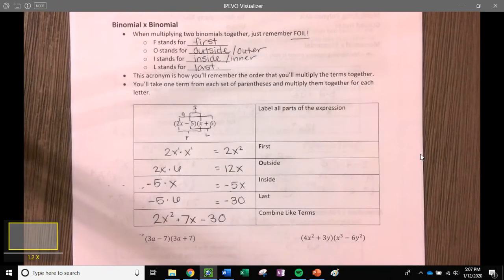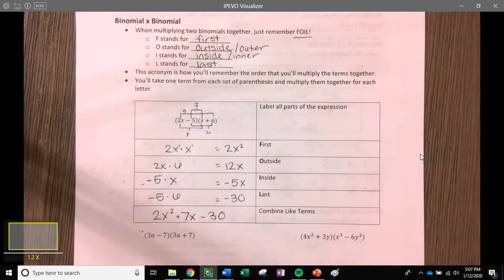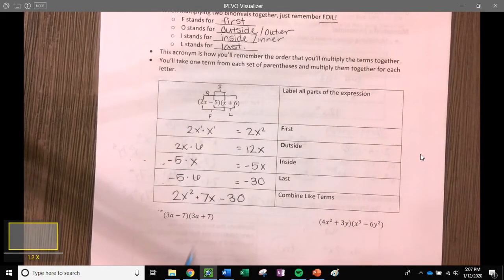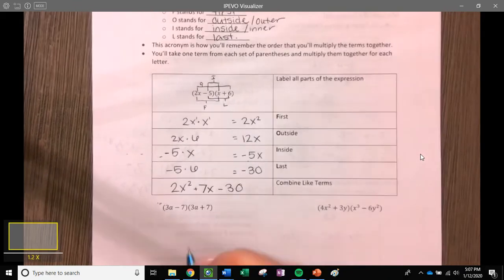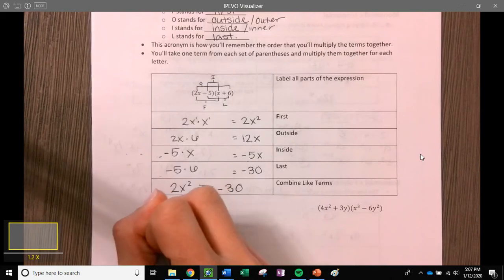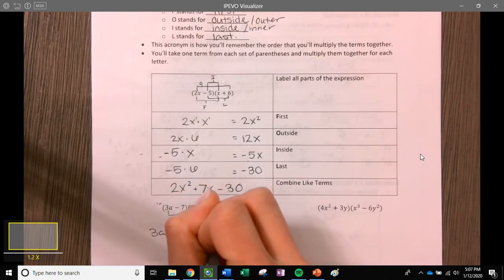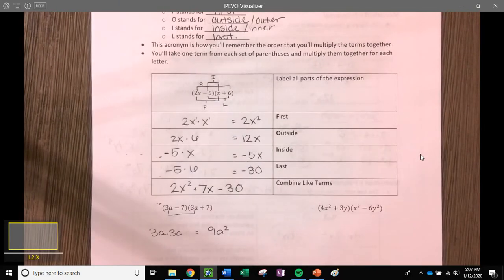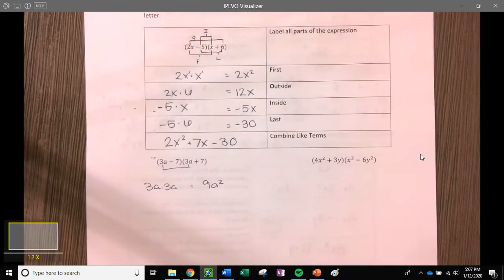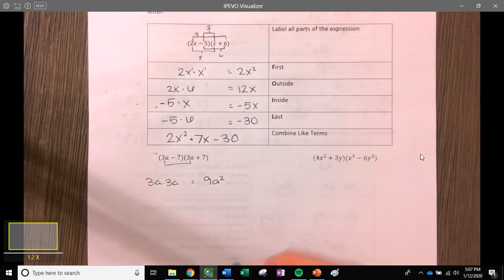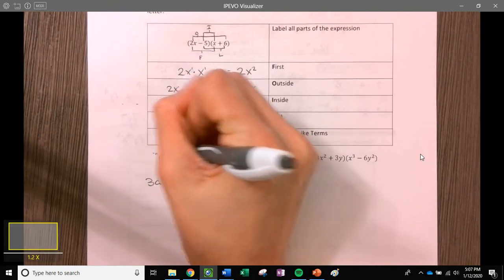Think we can do a couple more? I think we can. All right. 3a minus 7 times 3a plus 7. So our first terms in the first position, 3a times 3a, that's going to give me 9a squared. Let me scooch this up a little bit. All right, 9a squared.